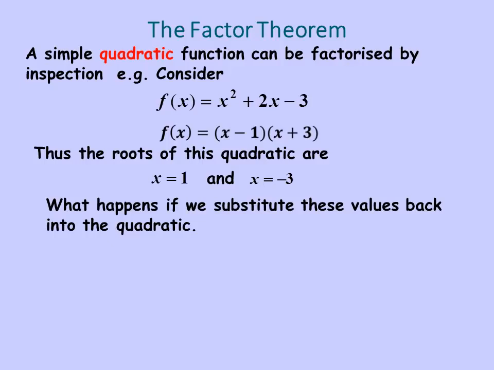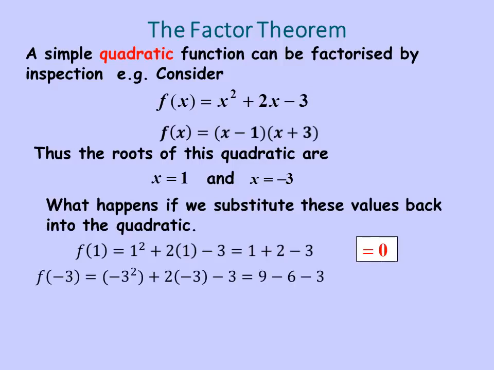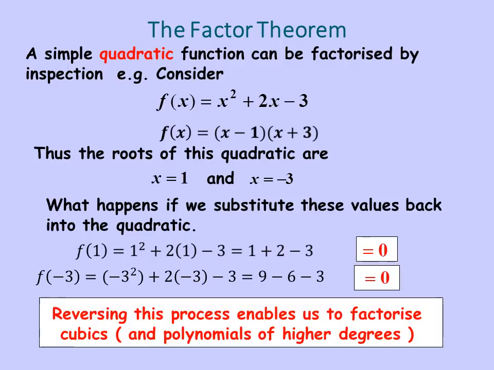If we substitute in x is equal to 1, we get 1 plus 2 minus 3, which equals 0. Substituting in negative 3 into the quadratic gives you 9, take away 6, take away 3, which also equals 0. Reversing this process enables us to factorize cubics and polynomials of higher degrees.